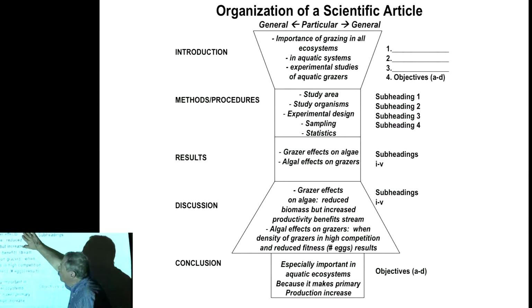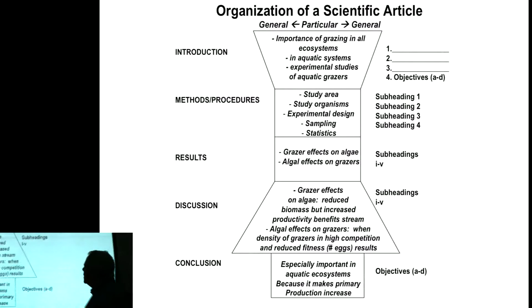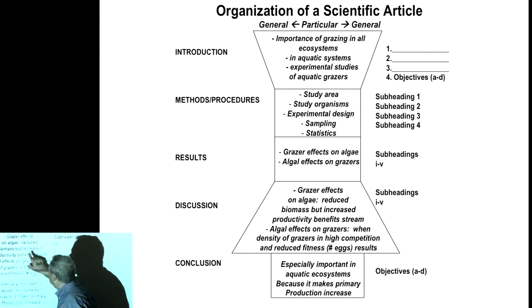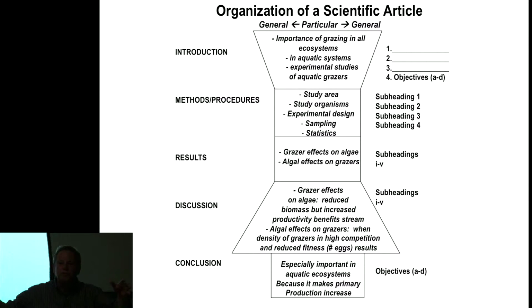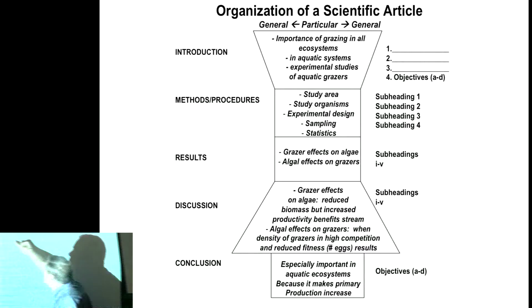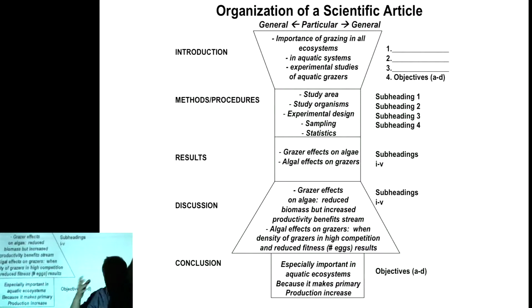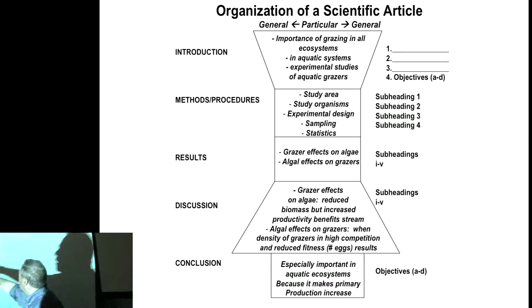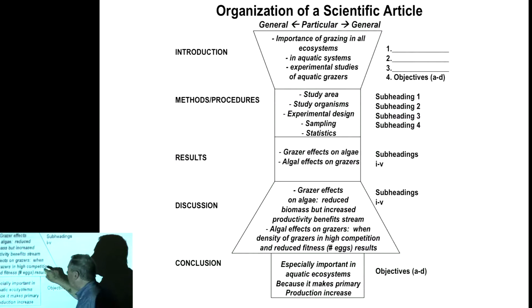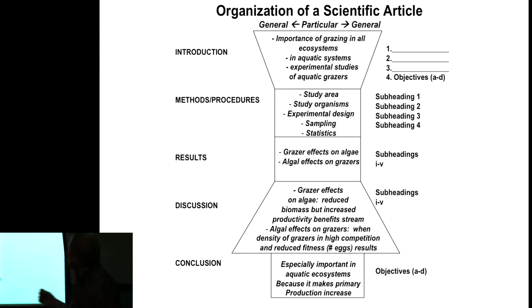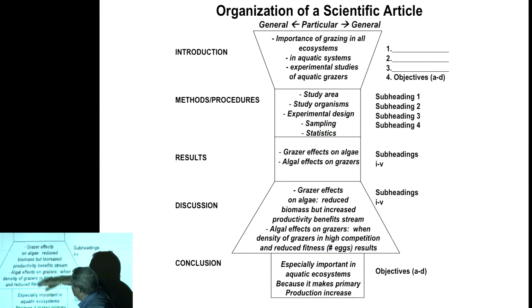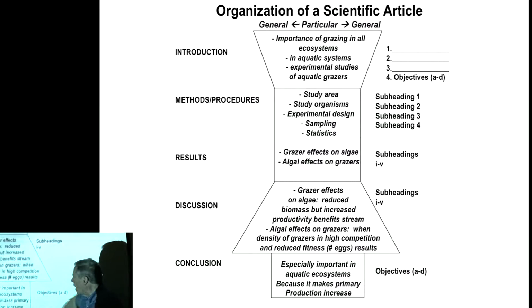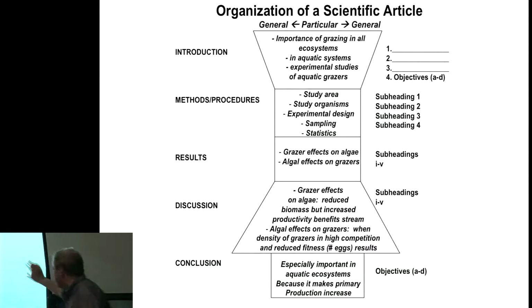Again, it's not a hierarchy of one being broader and the other narrower. They're equal. Now, in our discussion, we use the same structure. We talk about grazer effects on algae and algal effects on grazers, but we put it in terms of what does it mean? The reduced biomass but increased productivity that grazers cause in algae benefits the whole stream. So we're bringing it to the broader area. For algal effects on grazers, when density of grazers is high, competition and reduced fitness can occur. So we're taking what we found and putting it in terms of what it means. And then our big conclusion is that grazing is especially important in aquatic ecosystems because it makes primary production increase.